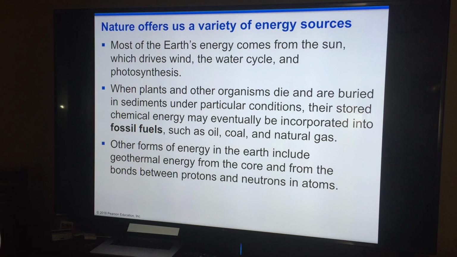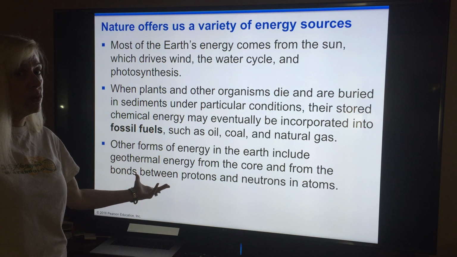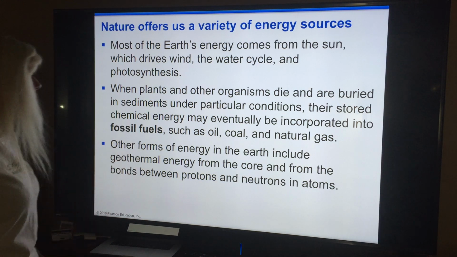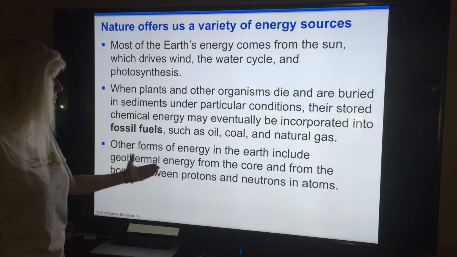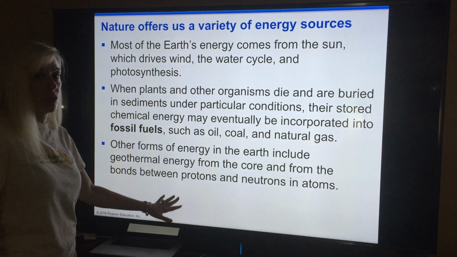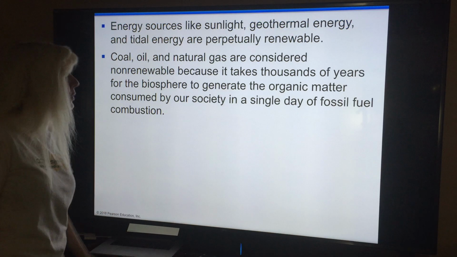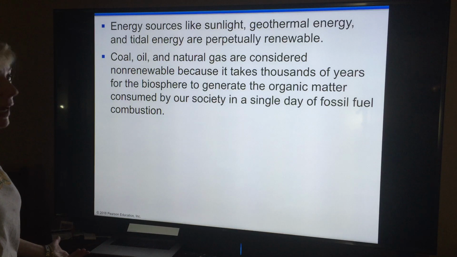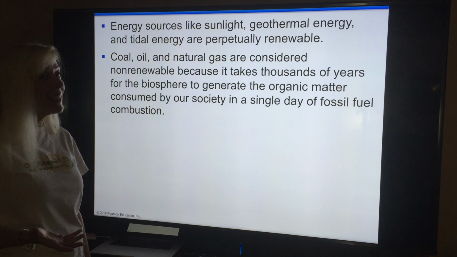Other forms of energy in the earth include geothermal. Iceland's doing pretty good on that. We have that whole Yosemite thing. I don't know how we do that, but it's underneath the super volcano. From the core and from the bonds between protons, neutrons, and atoms. That's nuclear, just in case you weren't in chemistry or weren't paying attention at some point. So, energy sources like sunlight, geothermal, tidal energy, tides happen all the time too, are perpetually renewable. How do we harness it? What kind of technology is out there? There is technology out there.